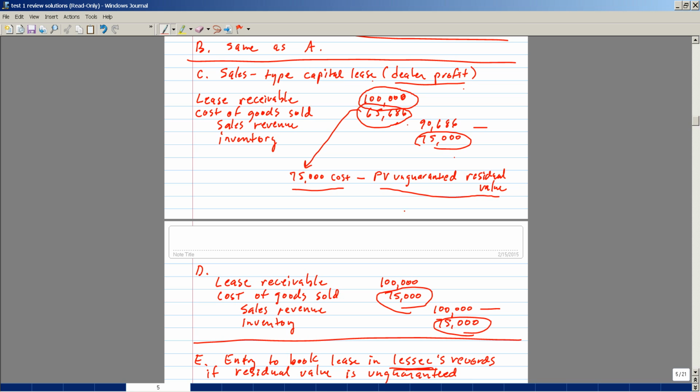Here cost of goods sold is reduced below the cost of the asset, and the amount that it is reduced by is the present value of any unguaranteed residual value. Down here the residual value is guaranteed, so there is no unguaranteed residual value to reduce cost of goods sold by. So the difference in the two amounts here is attributable to, in this case, a reduction for the present value of unguaranteed residual value. Down here there is no unguaranteed residual value.